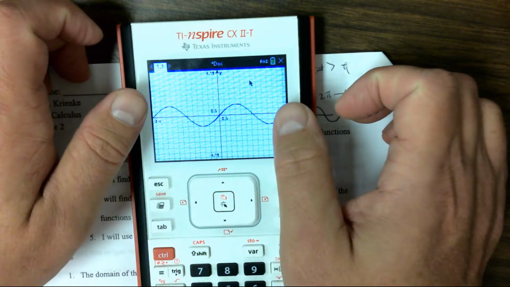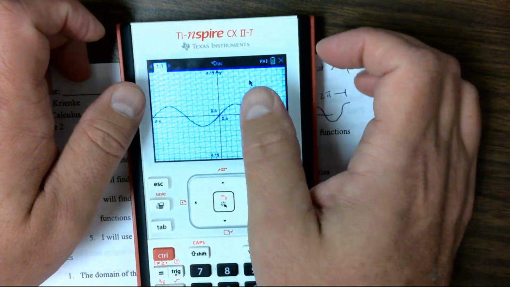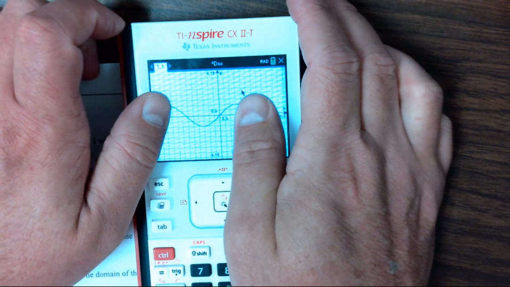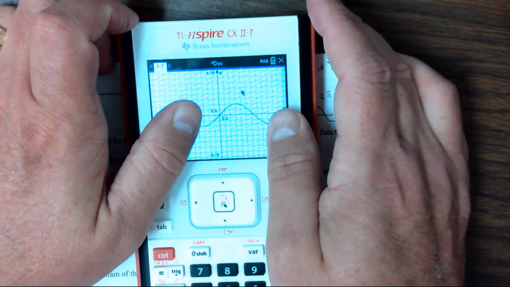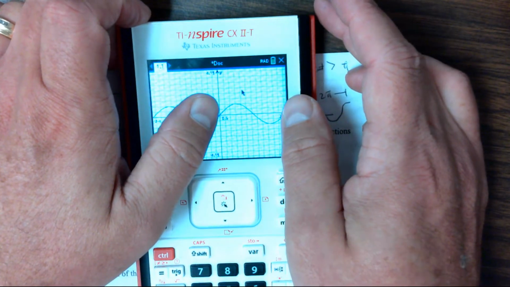Wait, did I do that wrong? I just did 3 pi. If you go from top to top, that'd be 2 pi. If you go from bottom to bottom, that'd be 2 pi. If you go from middle to middle, either there or there, that's 2 pi.